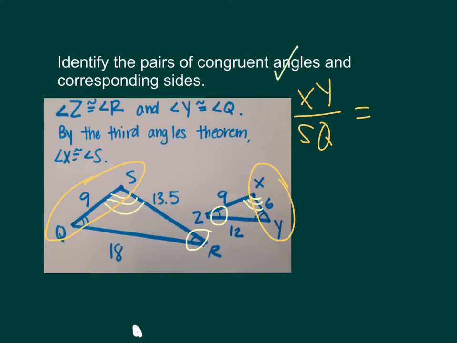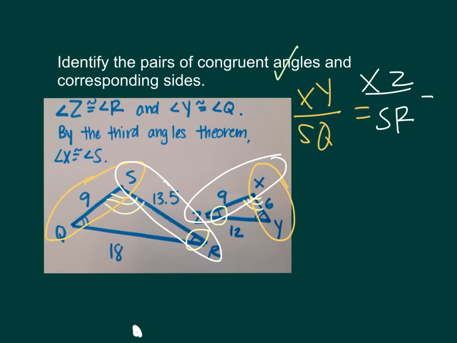All right, let's set up the rest of them. So XY over SQ. The next side, we would have XZ over SR. I'm going to have to start writing smaller. And my last one is side ZY and side RQ. So let's see if I can fit that in there. All right, barely fit. Okay, now that I have that all written out, let's go ahead and start putting in our numbers.